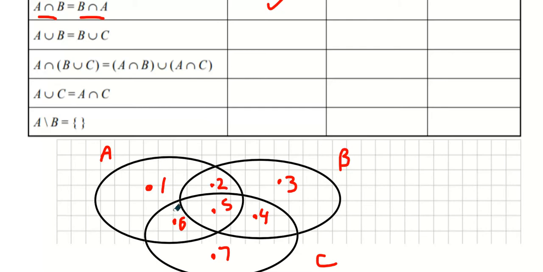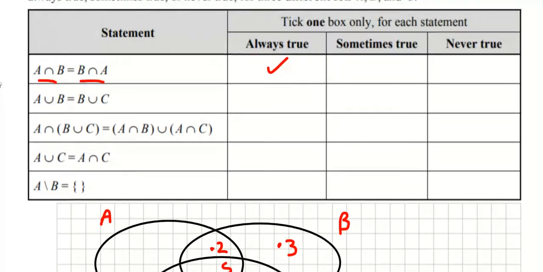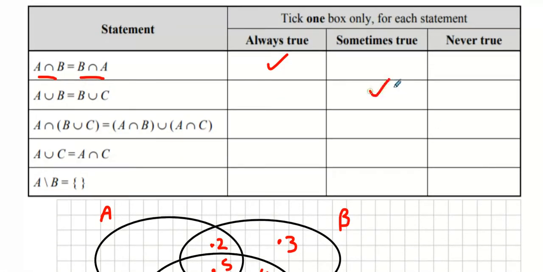However, what happens if we do this? We get rid of everything in A, so everything in A is also in C. Now what about this scenario here? A union B is 2, 3, 4, 5, 6. And B union C is also 2, 3, 4, 5, and 6. So this can be sometimes true.